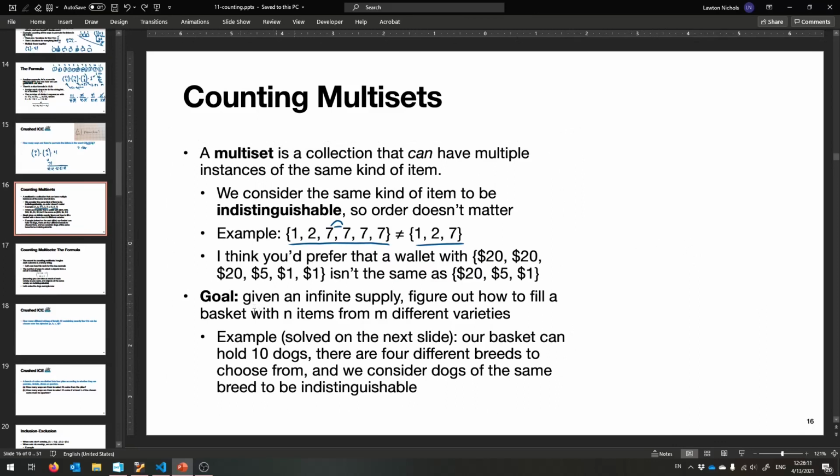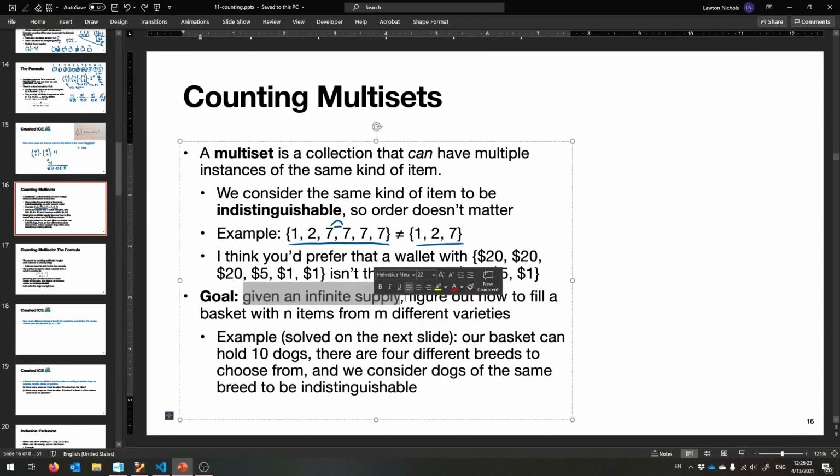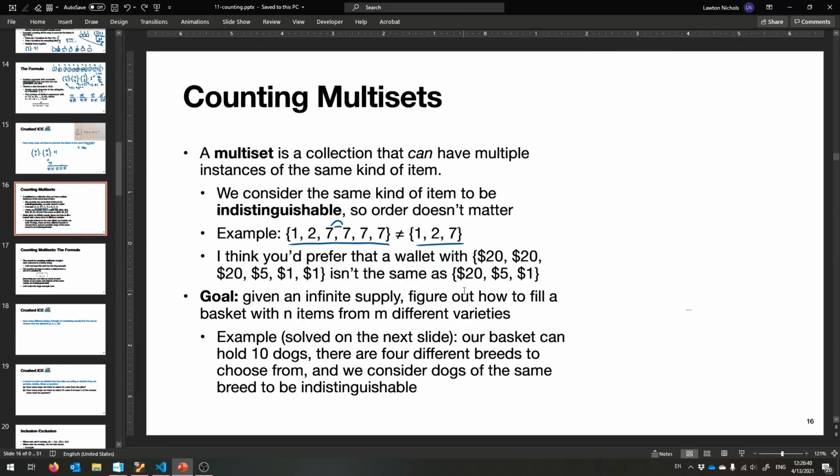So our goal for counting multisets, how many different ways are there to arrange a multiset of things? The idea is the questions are going to look like this. So like, given an infinite supply of things, figure out how to fill a basket with n items from m different varieties. And so the duplication means we can choose the same thing a bunch of times, but we only have n items that we can fit in our basket. Okay? So here's my example, and we'll do it on the next slide, and I think that'll be it. So let's pretend that we have our basket, and it can hold 10 dogs, or maybe puppies or something, and we have 4 different breeds to choose from.